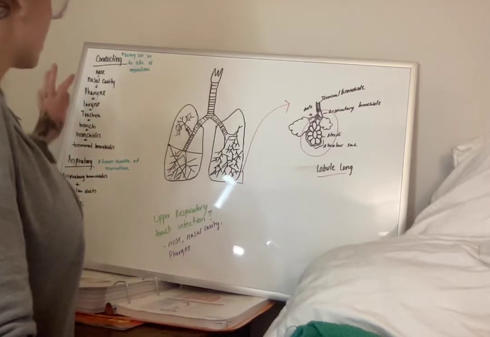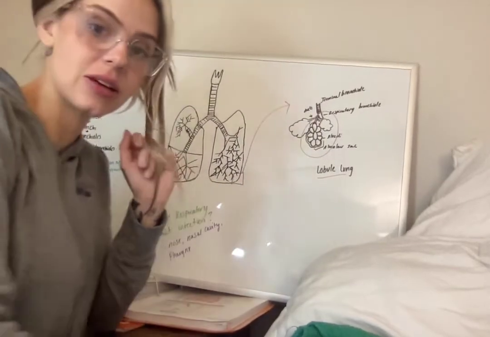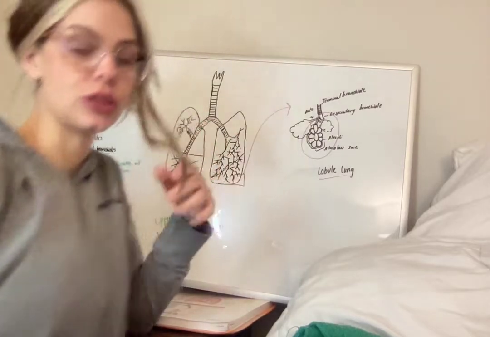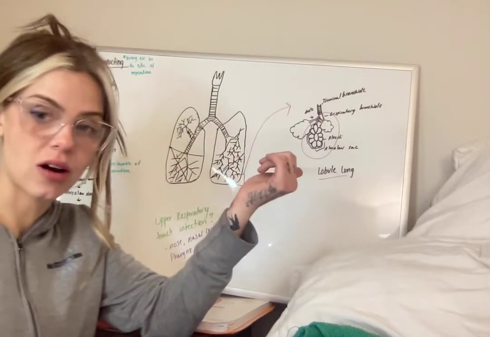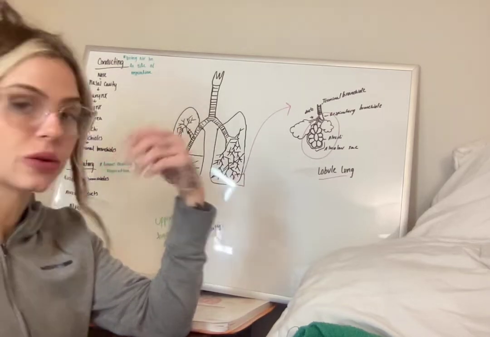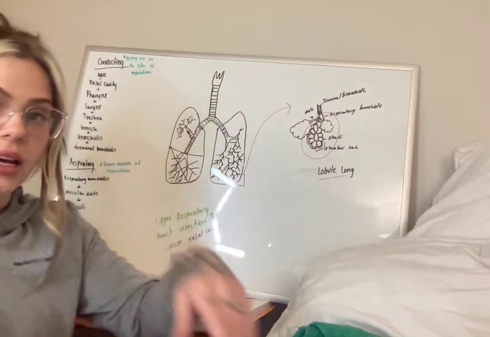Right here, we talk about the conducting part of the respiratory system and the actual respiratory part. So to get air into the lungs, we're going to go through the conducting system before we go through respiration.